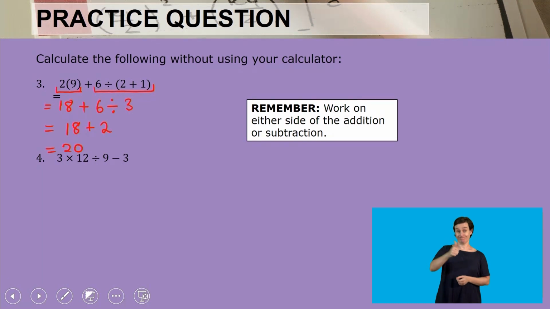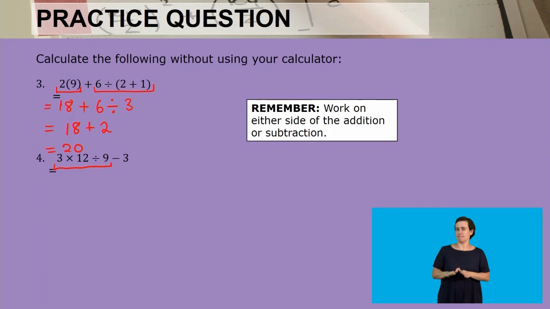Let's do the next one. We have 3 multiplied by 12 divided by 9 minus 3. Again, on either sides of the addition and subtraction. So in this case, we have a subtraction here, and on the left-hand side of that subtraction is that long one that we need to calculate first. But we are going to do it step by step.